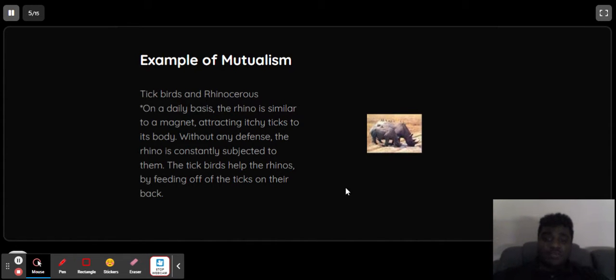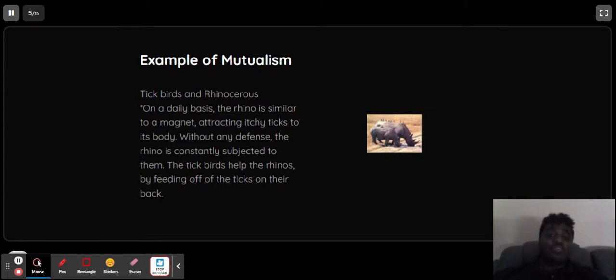Another example would be tick birds and the rhinoceros. So, on a daily basis, the rhinos kind of just sit there and they attract a variety of bugs that try to drink their blood or attack them or just sit on their back. And what the tick birds will do is they'll come over to the rhinos and they'll start eating those bugs, picking off all the ticks, which provides some benefit for both.